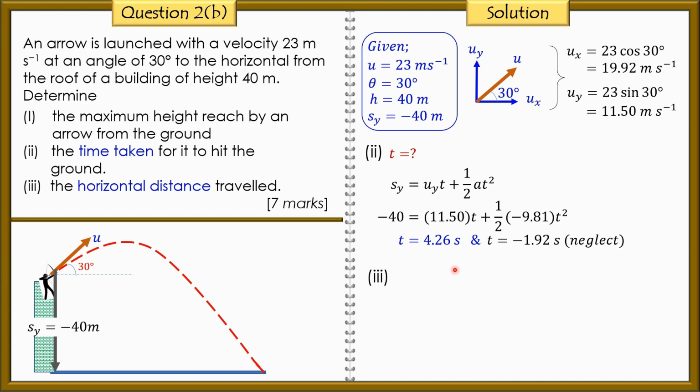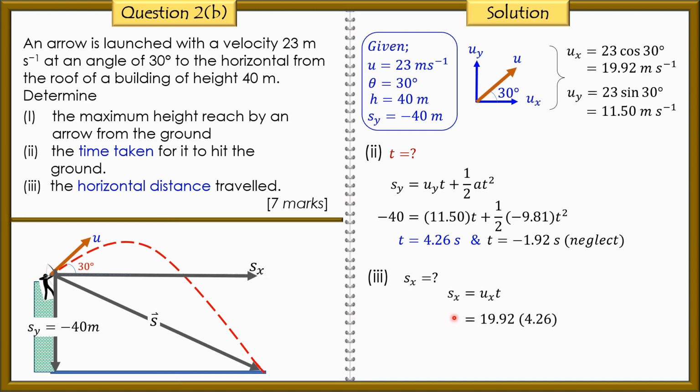That's the answer. And for question number 3, you need to calculate the horizontal distance travelled. The horizontal distance travelled is represented by sx, the x component of the displacement. The equation is sx equal to uxt. Our ux here is 19.92, and the t that we have calculated, you just need to substitute in the equation. You will get that the horizontal distance travelled is equal to 84.85 meters.